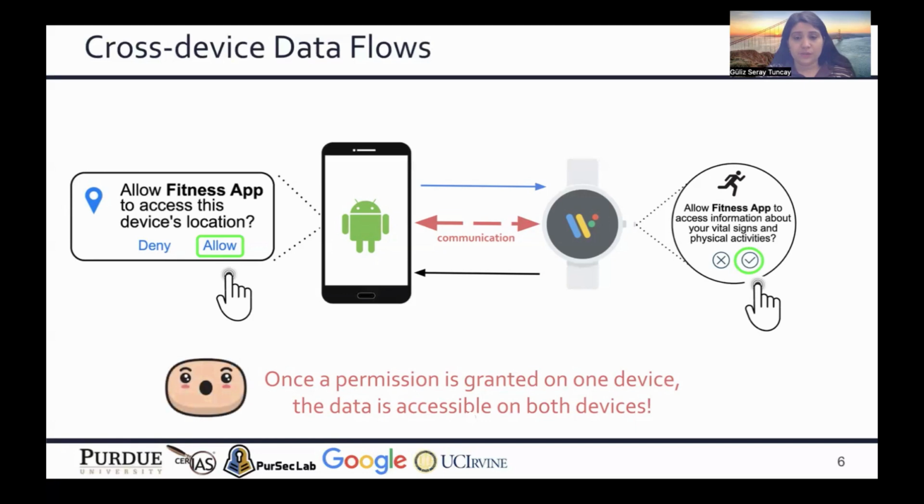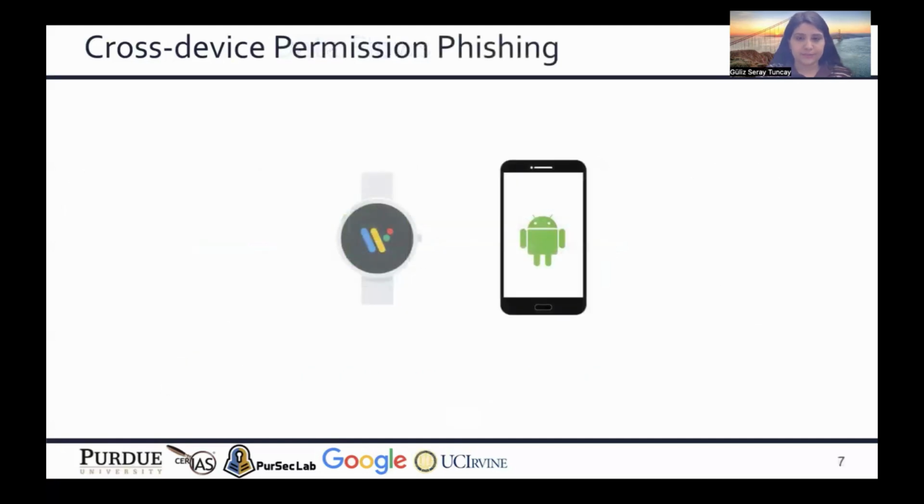This can come as a surprise to a user who assumed that their data will be contained within a device and did not realize that it could freely flow between the devices. So if they expected only the app running on the device where the permission is granted to have access, then their privacy is violated in this case.